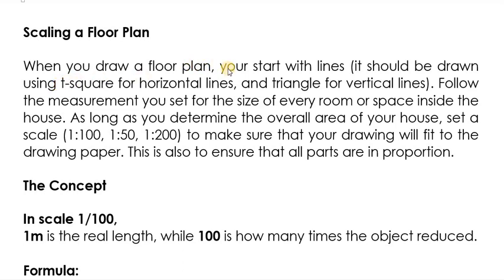When you draw a floor plan, you start with lines. It should be drawn using a T-square for horizontal lines and triangles for vertical lines. Follow the measurements you set for the size of every room or space inside the house, as long as you determine the overall area of the house set as scale. So this time you are going to set a scale, whether you will be using scale 1 is to 100, scale 1 is to 50, scale 1 is to 200, and so on and so forth.